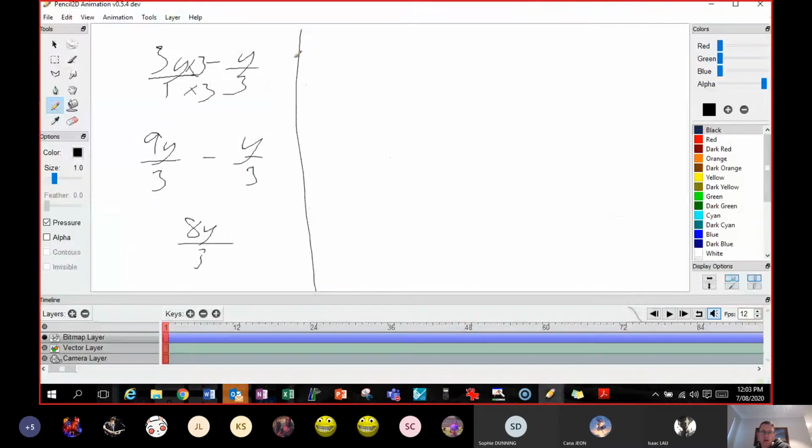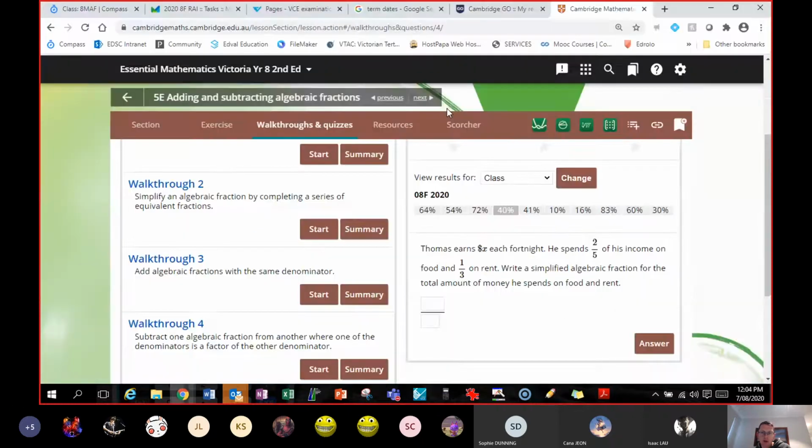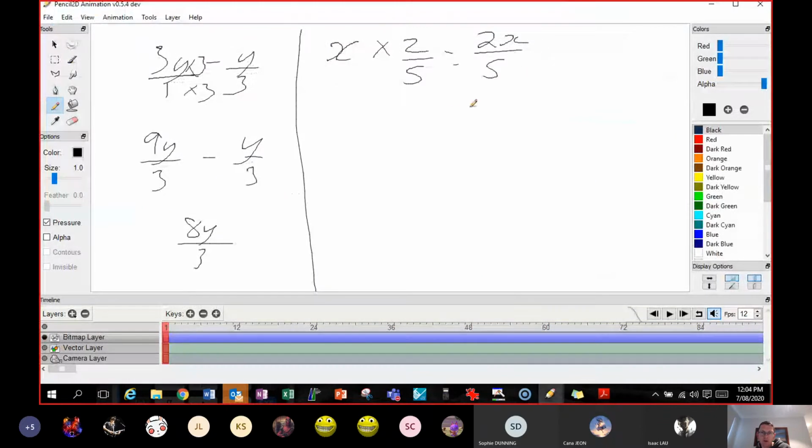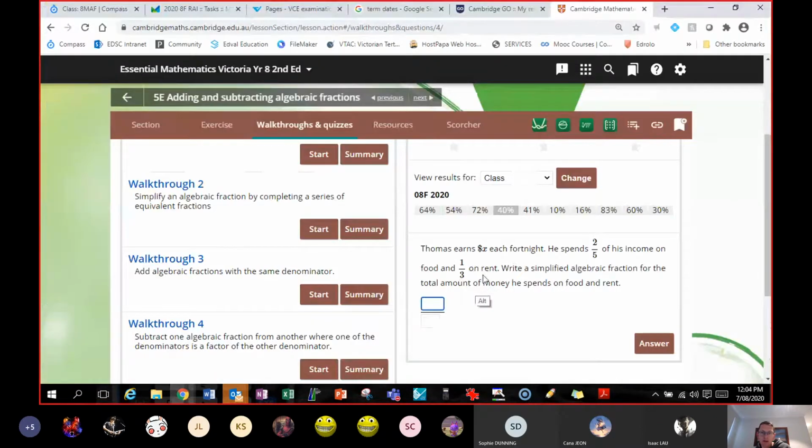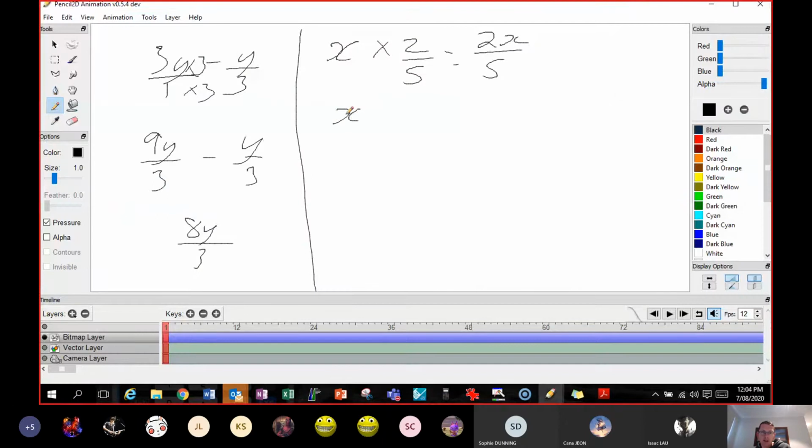So if he earns X money each fortnight, he earns X, and he spends 2/5 of that on food. So he really spends 2/5 of the amount he earns on food. So if it was like $50, it'd be 50 times 2/5, which would be 20 bucks. So we're going to times it there. That's how much he spends on food, right? Then how much he spends on rent is 1/3 of his income. So that's his income, and he spends 1/3 of it on that. So that is going to be X on 3.